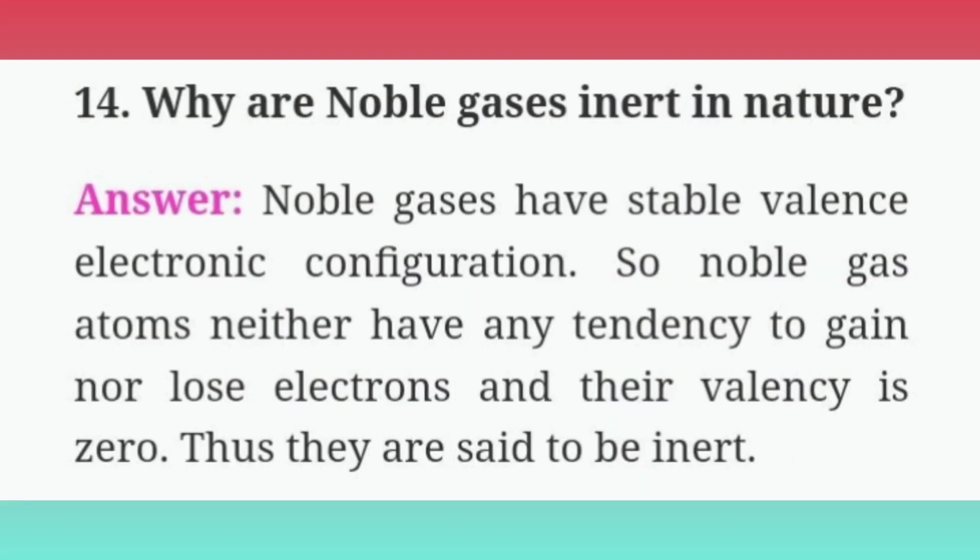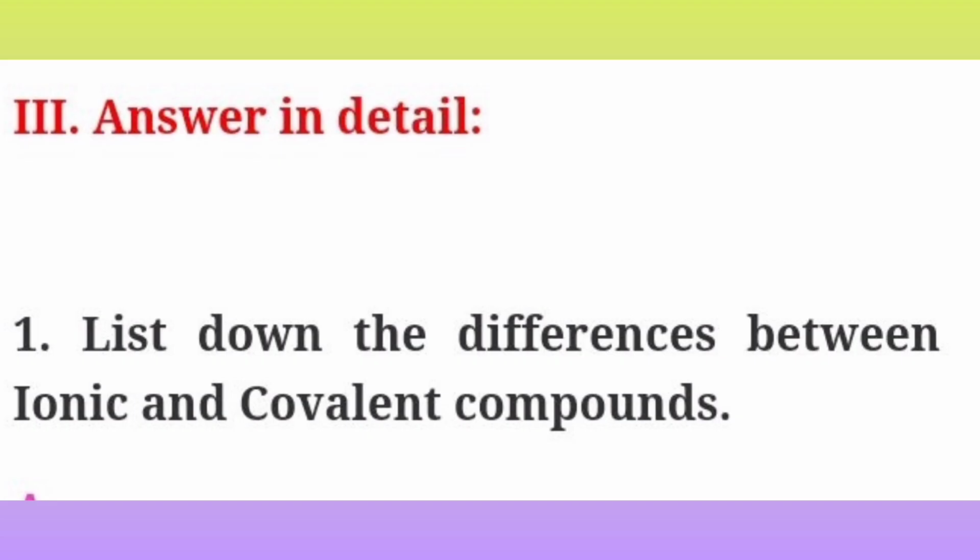14th question, why are noble gases inert in nature? Answer, noble gases have stable valence electronic configuration. So noble gas atoms have neither any tendency to gain nor lose electrons, and their valency is 0. Thus they are said to be inert. Then Roman letter 3, answer in detail.